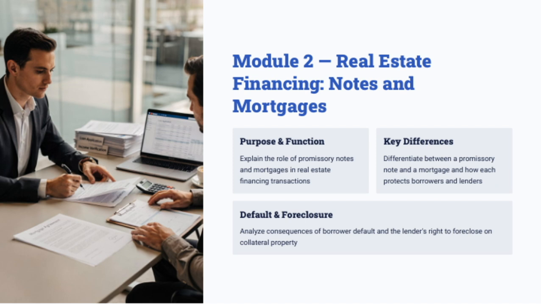The promissory note ensures the borrower's commitment, while the mortgage provides the lender with a legal mechanism to recover their investment if repayment fails. Understanding these differences helps us see how each protects the interests of borrowers and lenders, balancing the risks involved in real estate financing. In summary, the promissory note and mortgage work together in real estate transactions.